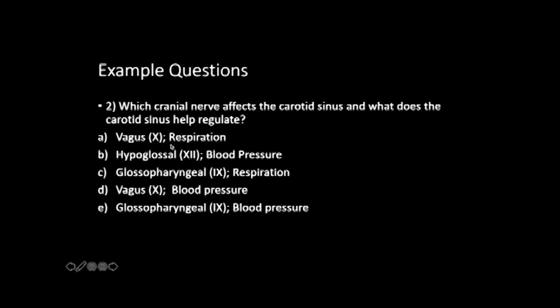Next would have to be the nerve. So if we think about the vagus nerve, it mainly is innervating the larynx, the pharynx, and some of the abdominal organs even. It has nothing to do with blood pressure or anything. So that one's out. So that means A and D are out. Hypoglossal, well, that only has somatic innervation to tongue muscles, so that one's also out. So the answer here is glossopharyngeal and blood pressure. So answer E.